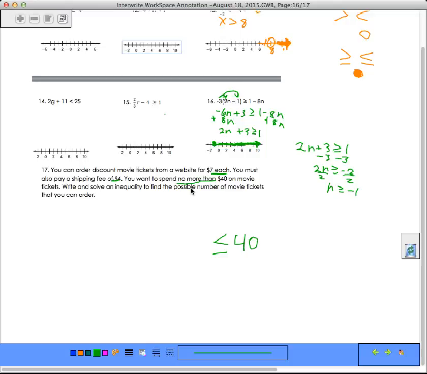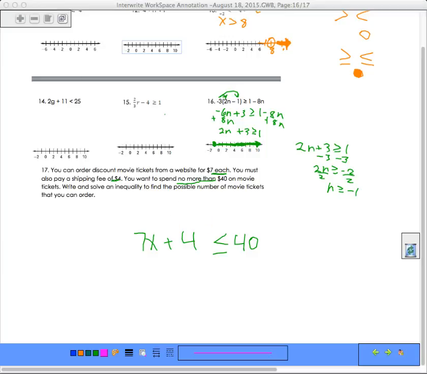Write and solve an inequality to find the possible number of movie tickets you can order. So you're paying $7 for each ticket, plus a one-time $4 fee, and that needs to be less than or equal to 40. So that's how you set it up, and you need to solve from there. And you've done lots of practice solving, so I'm going to leave this for you to finish.